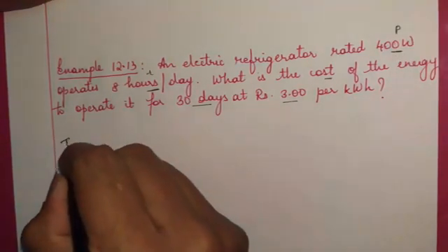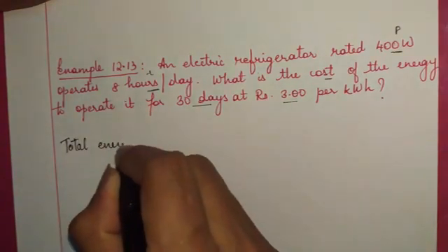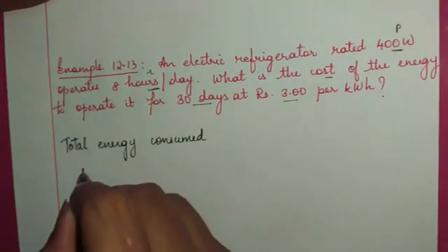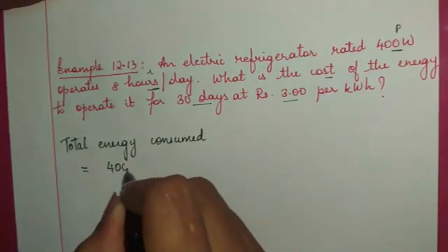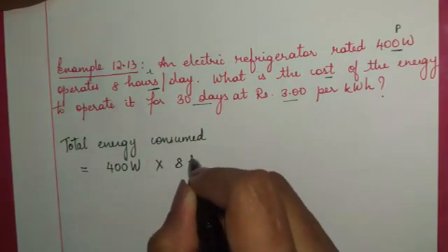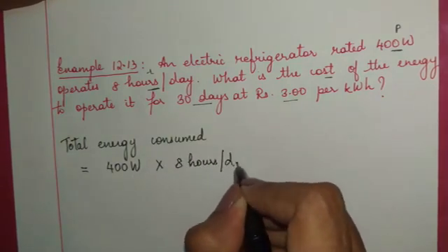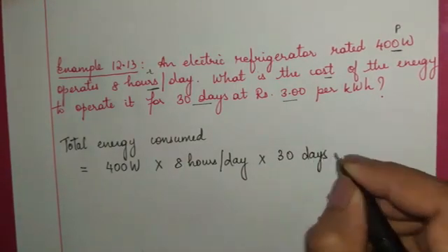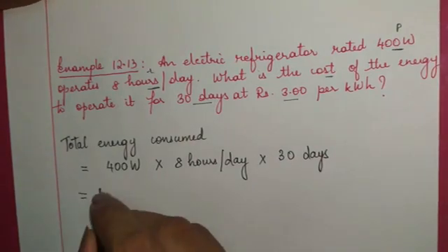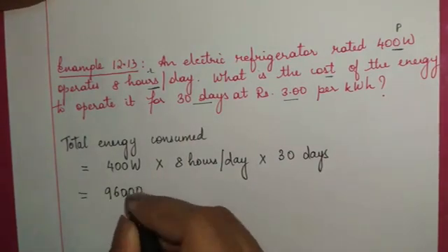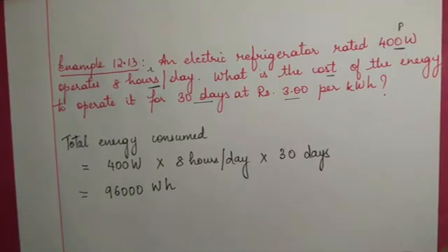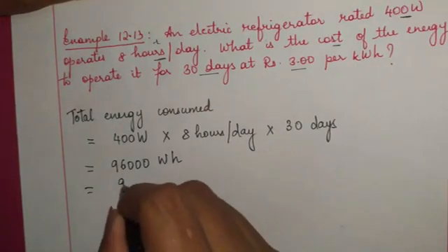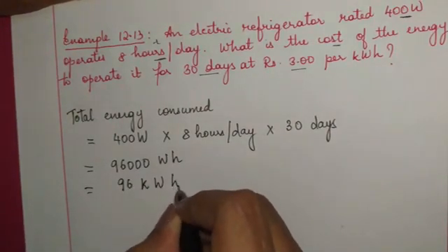So total energy consumed will be equal to 400 watts multiplied by 8 hours per day multiplied by 30 days. Okay, so when you multiply all this, you will get 96000 watt hour, or we can say 96 kilowatt hour.